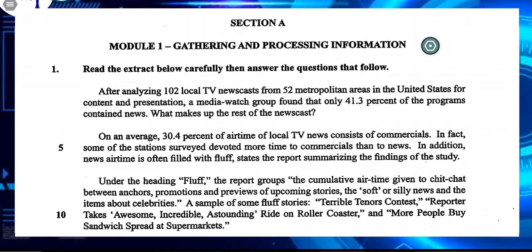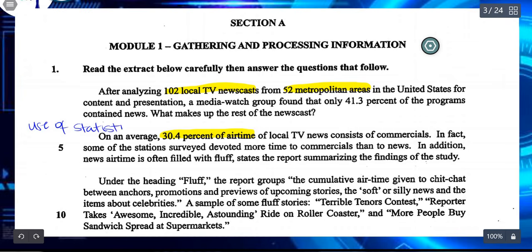All right, let's do a quick pause. First of all, 102 newscasts and 52 metropolitan areas. Also, we see 30.4% of airtime. All of this, we can say we are already seeing the use of statistical data, right? So that's already an organizational strategy that we're seeing. Let's continue for a bit.